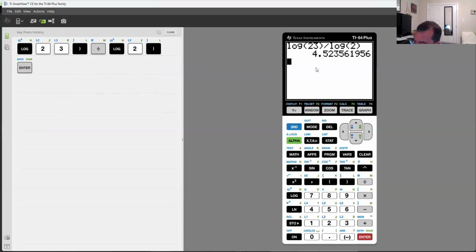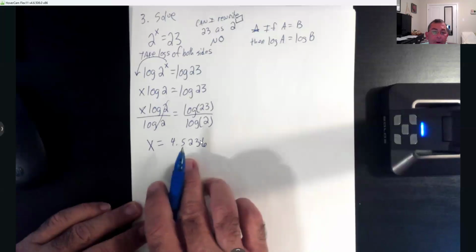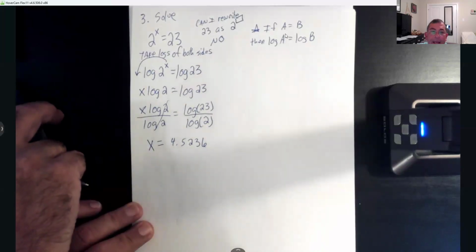So y'all, this would be what, a 4.523. So the 5 is in the 4th spot, but it's got a 6 behind it. So I'll turn that 5 into a 6. So I got 4.5236. And y'all, that's the trick on these, rounding them out when you get to that final answer, okay?